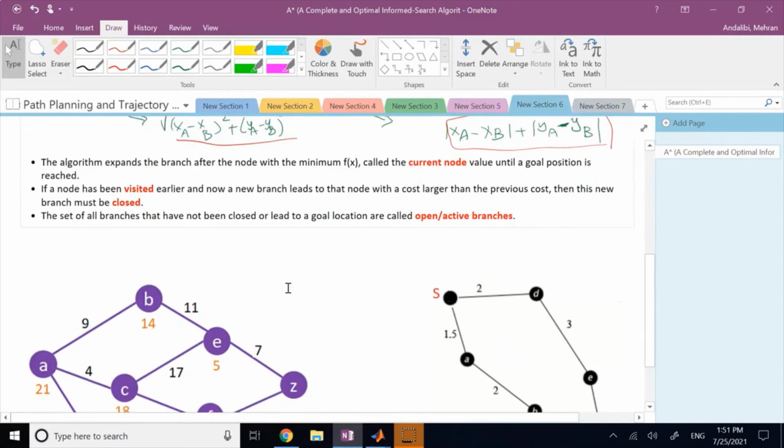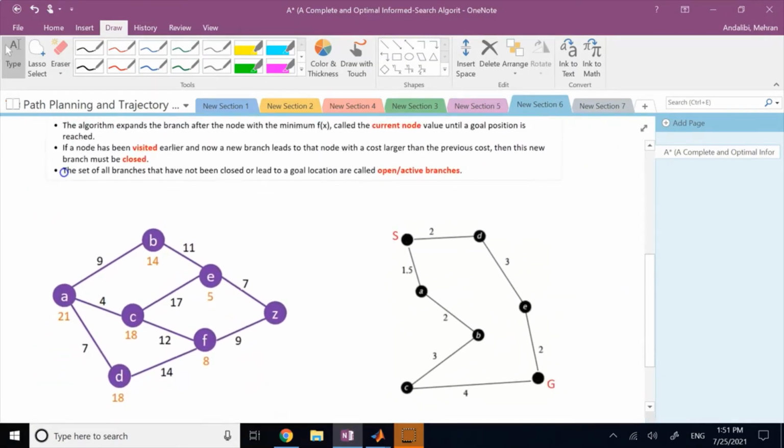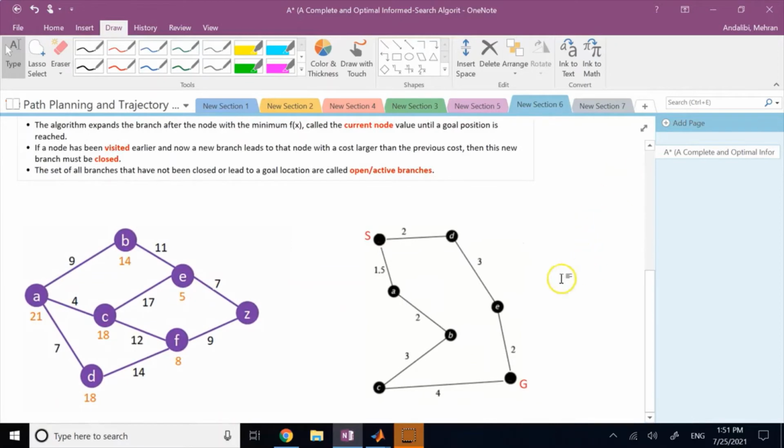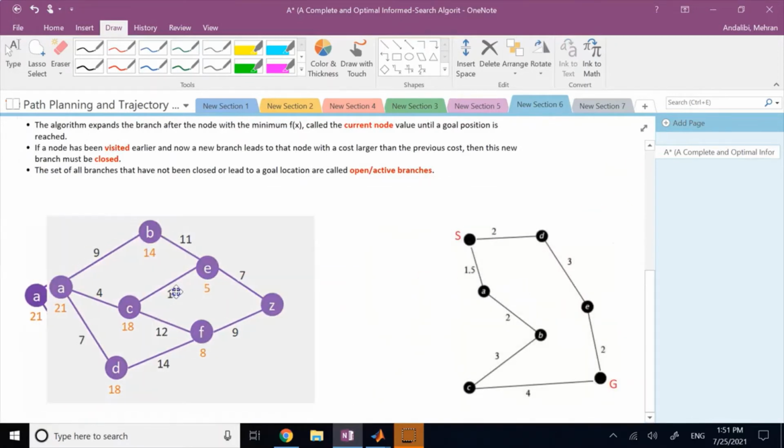Now let's see how this method works, and we'll work through it with a couple of examples. This one I found on Wikipedia, and this one I found by a Google search. These are some simple examples. Here we are going to go from the start point to the goal point, and here we're going to go from node A to node Z, and we are going to find the optimal path with the minimum cost.